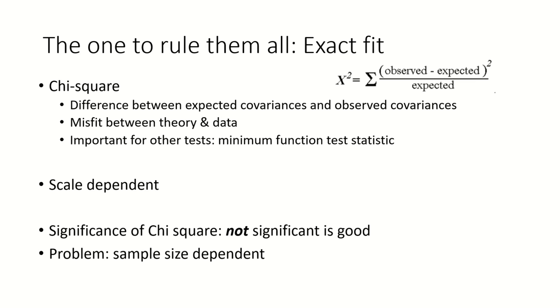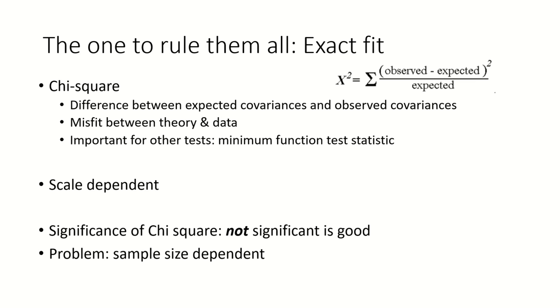And the greater the misfit between this theoretically expected pattern of covariances and the actually observed covariances, the larger our chi-square value will be. And so we always try to compare this observed chi-square against some kind of benchmark. And this chi-square value actually will be important for pretty much most of the other fit indices that I will talk about in just a few seconds.